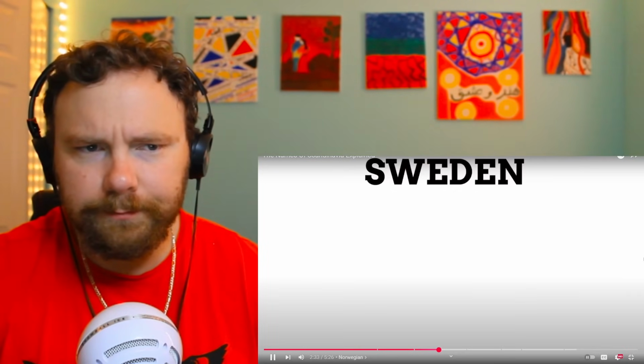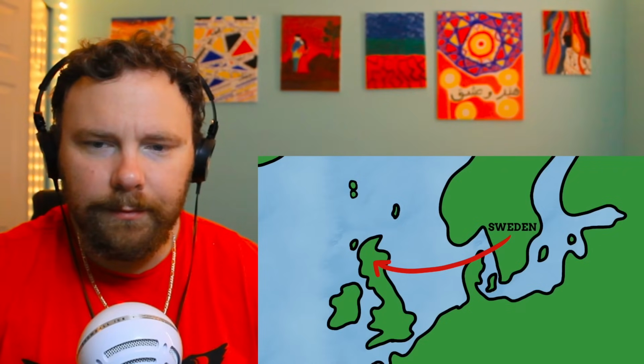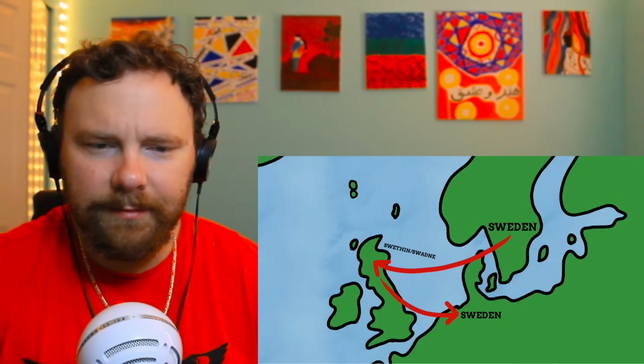The name comes from the inhabitants of the land, the Swedes. What's interesting is that the name Sweden as we know it in the English language comes from the Scottish with their words for the name, like Swiffen and Swadne. And funnily enough, it came to the Scottish from the Middle Dutch Sweden.